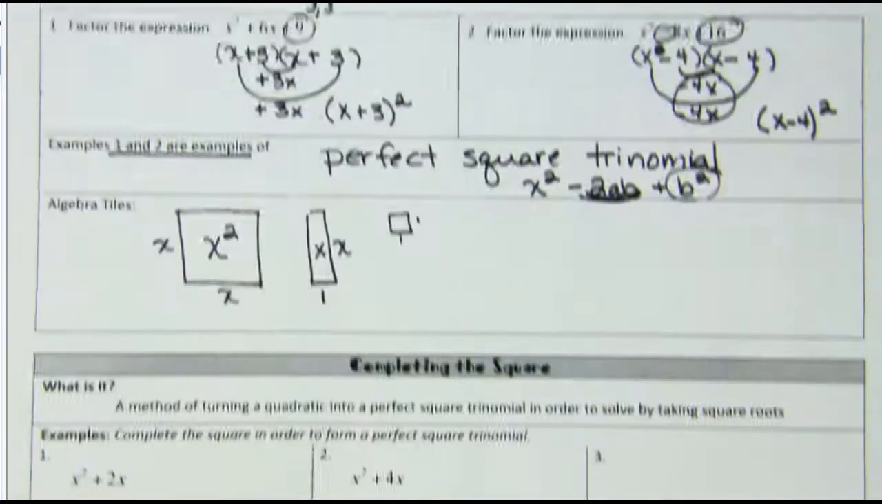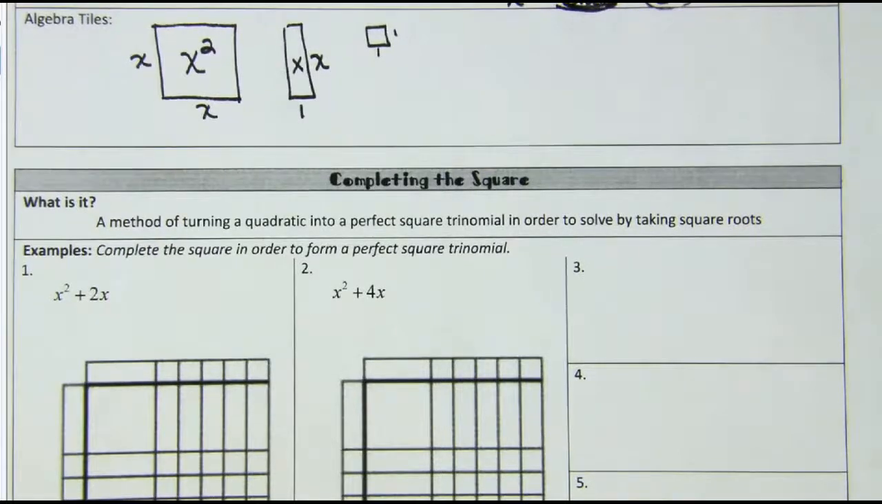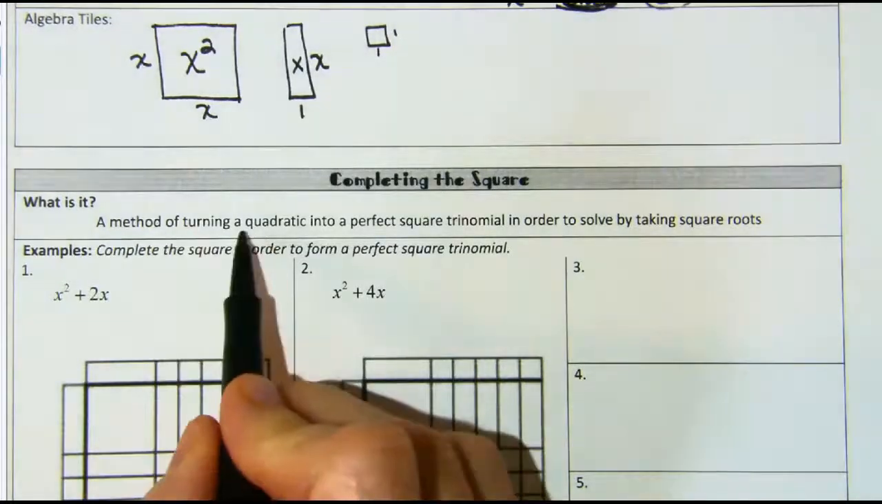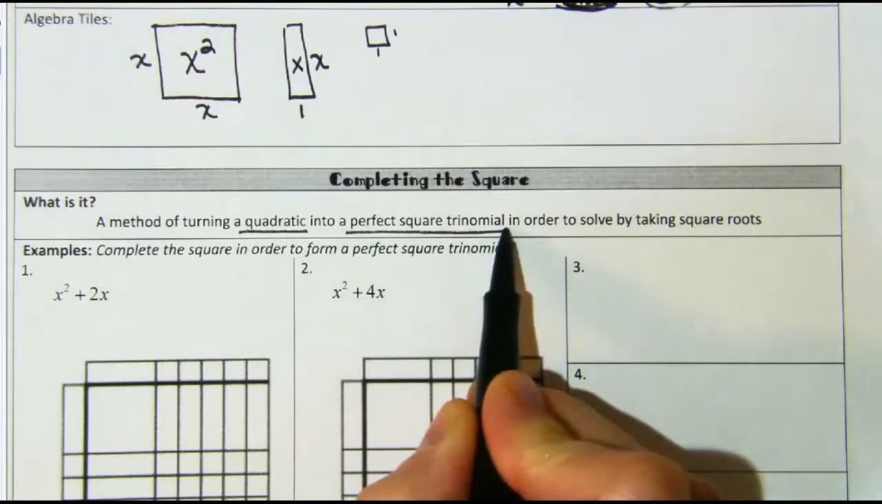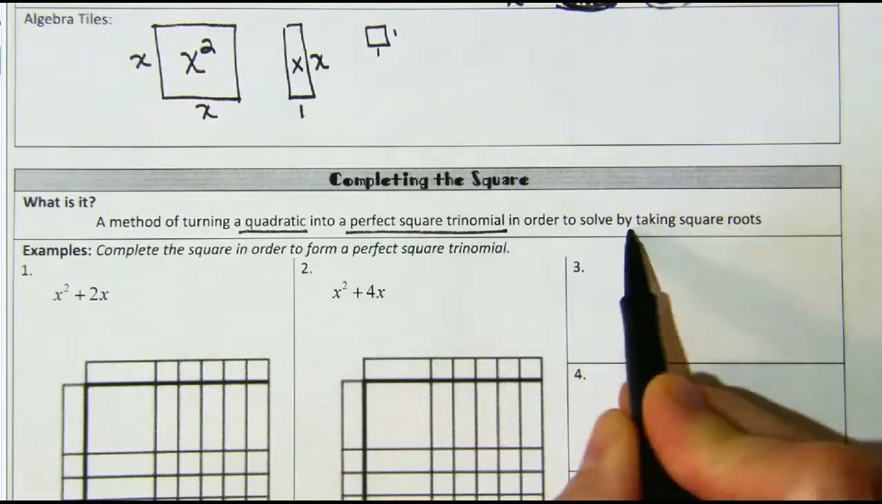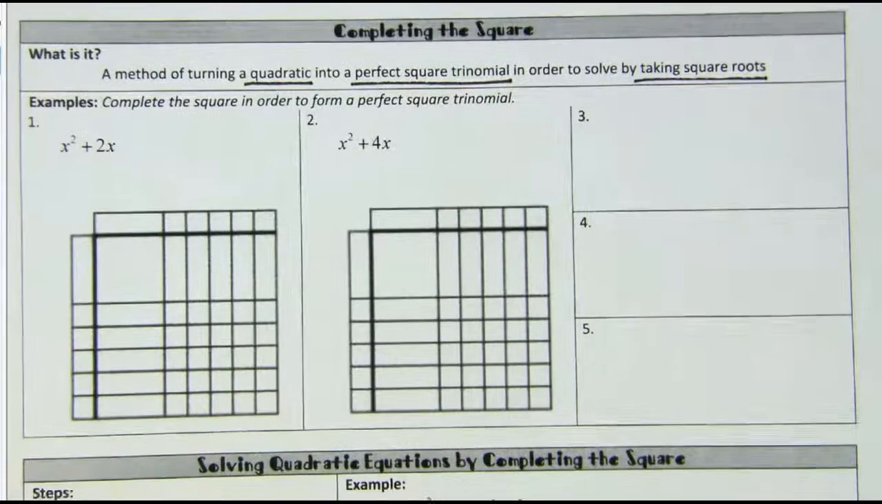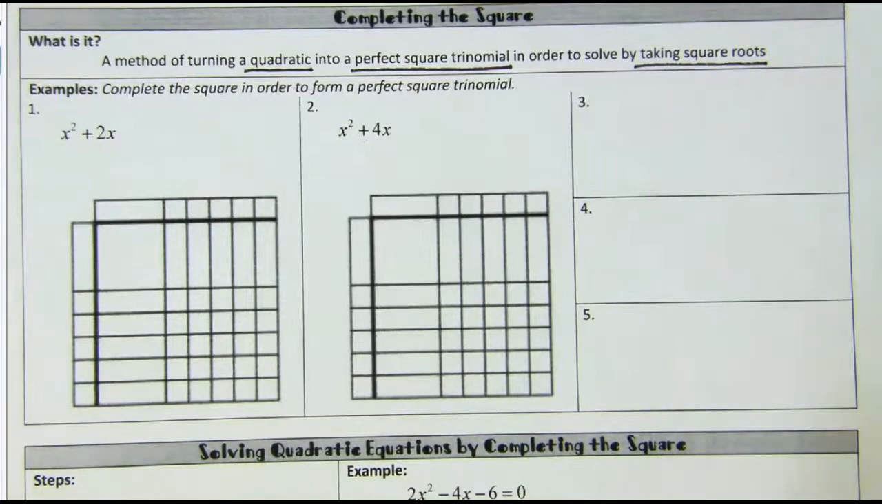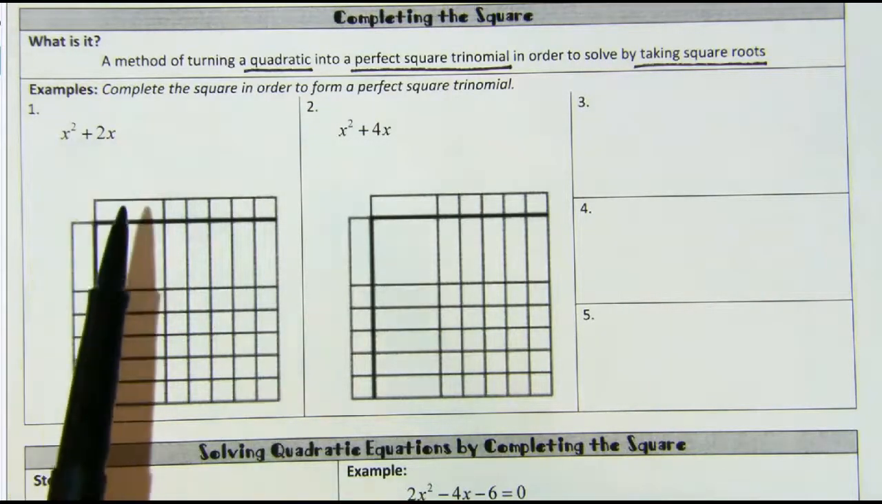So back in Algebra 1, you should have done something called completing the square. So what is it? It's the method of turning a quadratic into a perfect square trinomial in order to solve by taking square roots. So here I'm going to model what we're doing just to kind of refresh your memory on completing the square, because this is a skill you have to write the non-standard form of a circle.